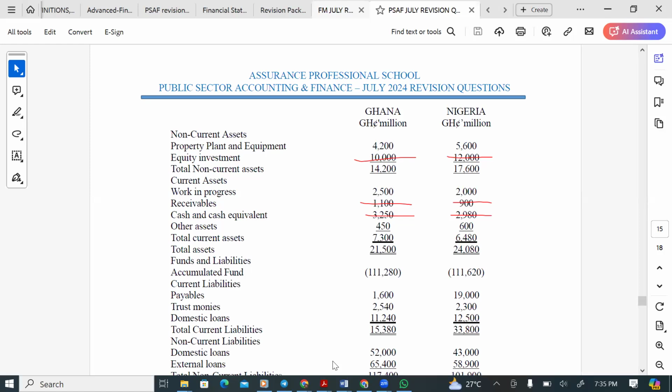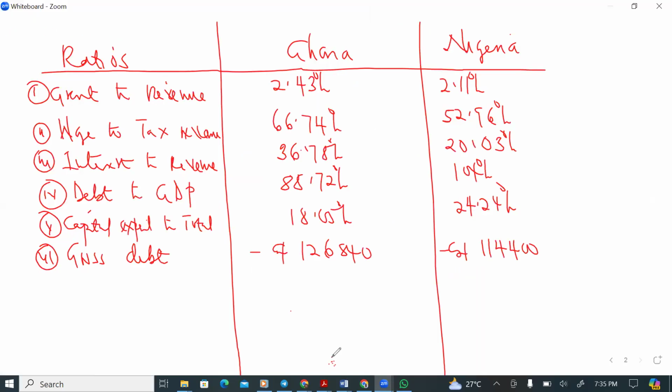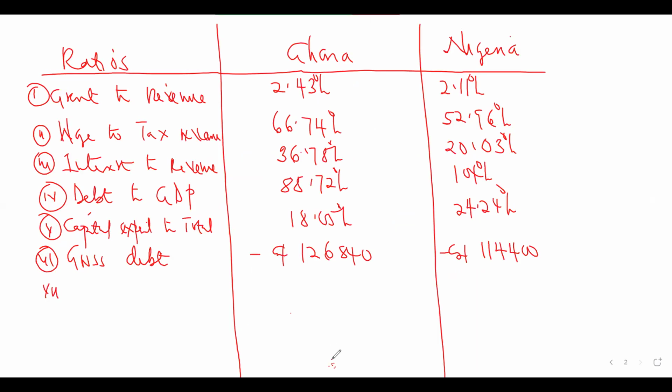All right. So let's get those figures and do it. Can we find our net debt percentage now? So Nigeria will be, I'm having negative 98,520. Okay, so let's come to Ghana. You find their financial assets and you net it against the gross debt. What will be the figure?